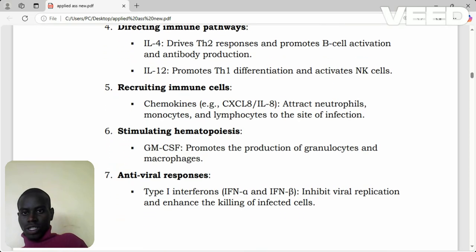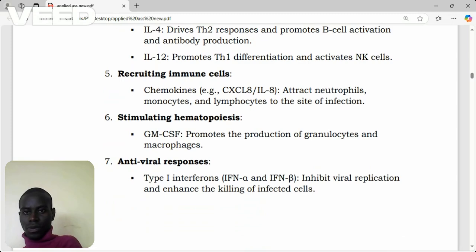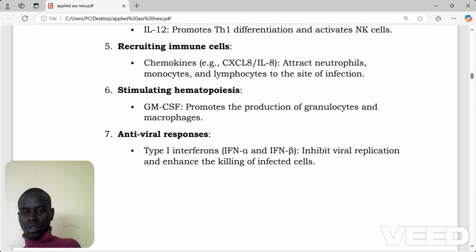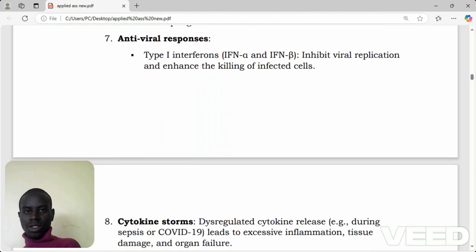Fifth one, recruiting immune cells. Chemokines attract neutrophils, monocytes, and lymphocytes to the site of infection. Sixth, stimulating hematopoiesis. Here, GM-CSF promotes the production of granulocytes and macrophages. Seventh, antiviral responses. Type 1 interferon inhibits viral replication and enhances the killing of infected cells.